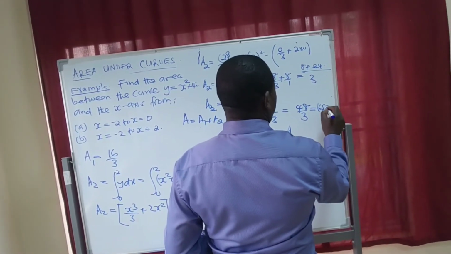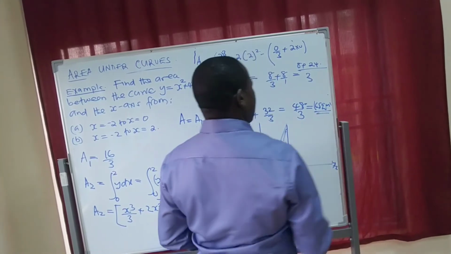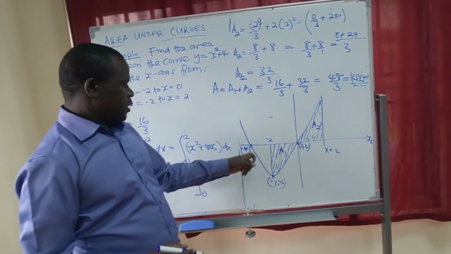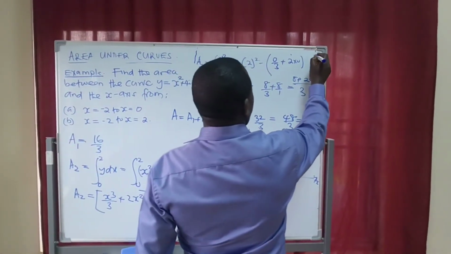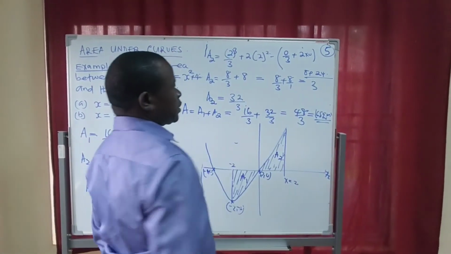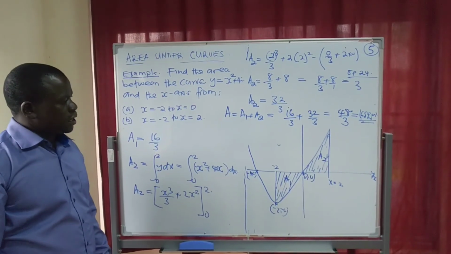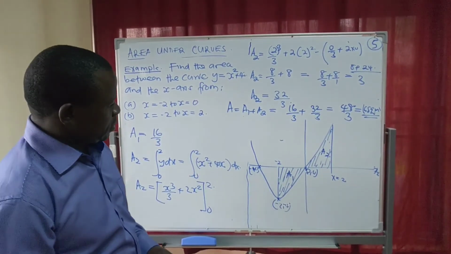16 square units. That becomes the area under that curve from x equal to negative 2 up to x equal to positive 2. Okay? So that's how you work out this area under a curve. We shall look at more examples in the next video.